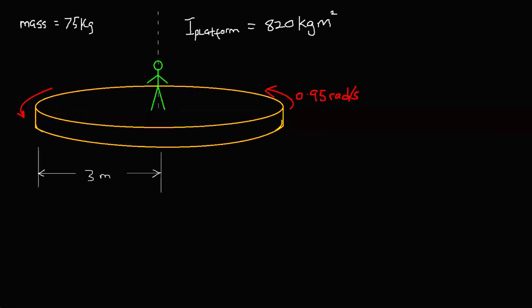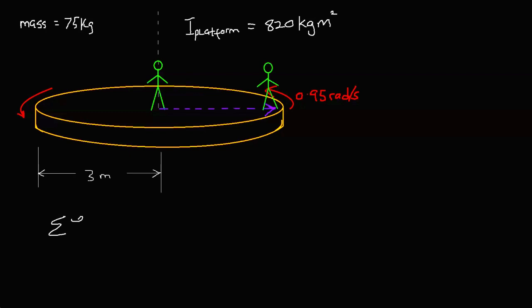We know the angular velocity of this rotating platform, but suppose the person walks from the center of the rotating platform to the edge. Would the angular velocity of the system remain the same, or would it change? We can use the principle of conservation of angular momentum to determine whether or not the angular velocity will change, and if it does change, what the angular velocity of the system will be when this person is at the edge of the platform.